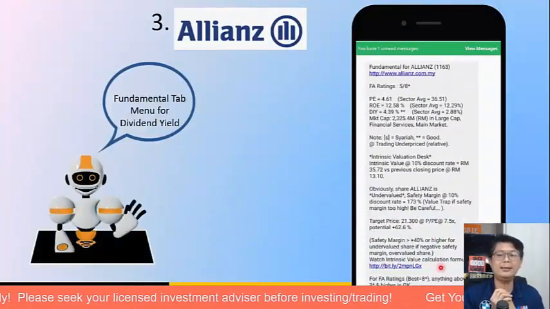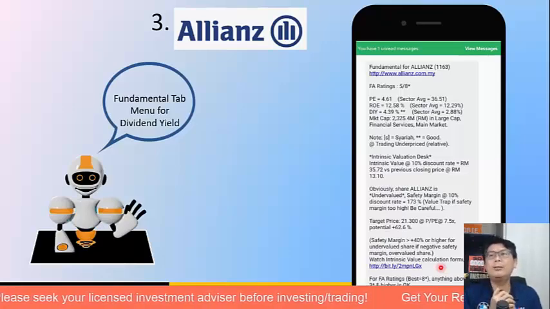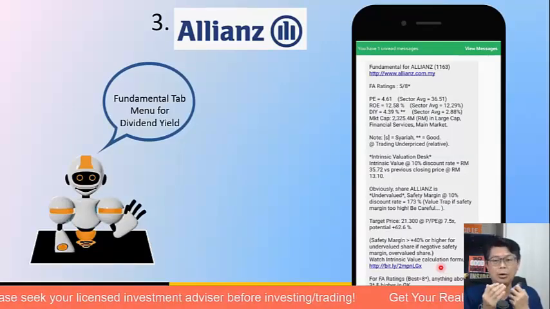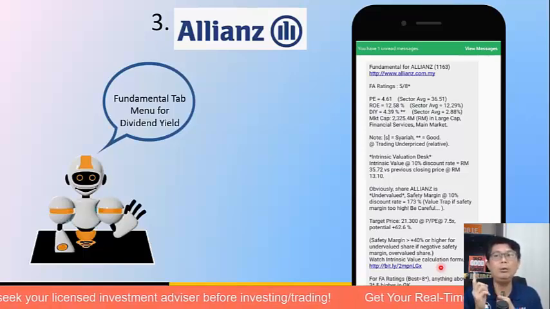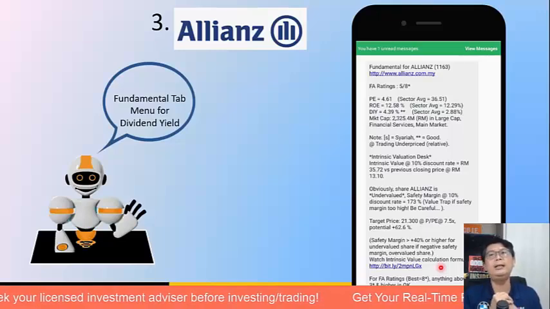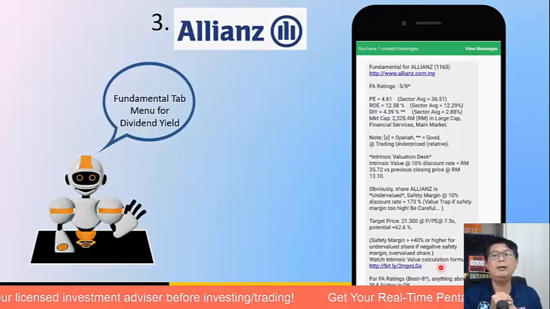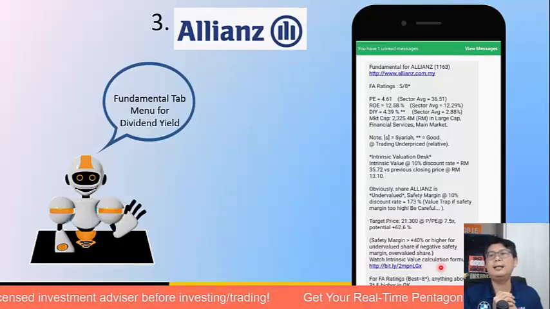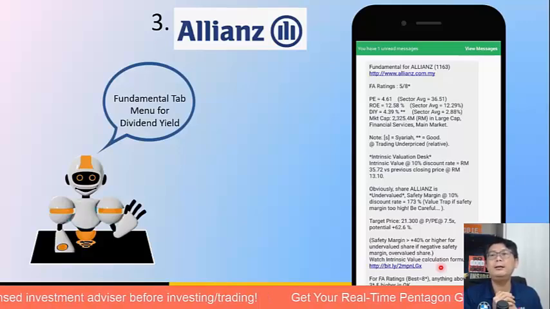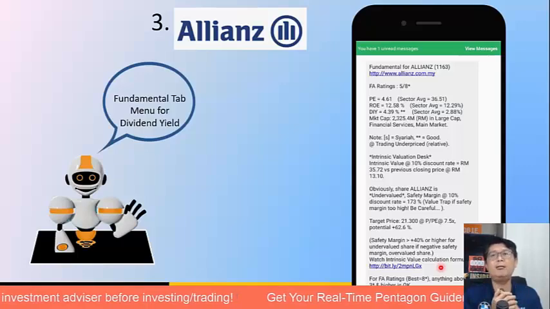So the next one is Allianz, another large cap stock, another insurance company in here. Again, it's non-Sharia, being an insurance company. The PE is very low, only 4, but the return on equity is 12. This gives it an FA rating of 5. 5 is a very, very good investing stock, okay? It has a target price of 21 with a potential of 62%. Now it's only 13 in here. Not many people discover it.